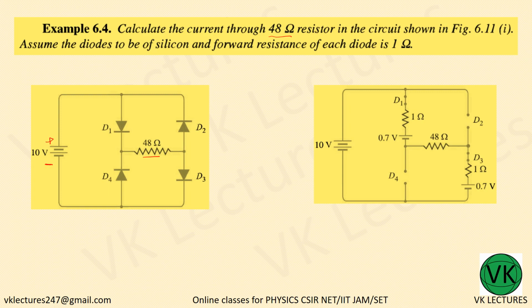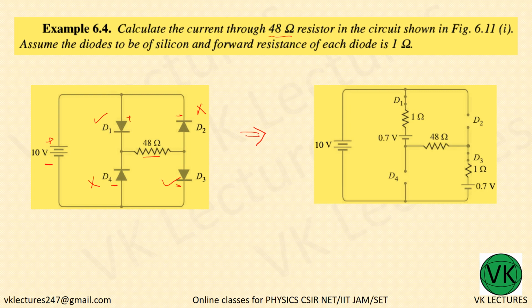Positive being connected to positive, diode D1 is forward biased, which means it is conducting. Positive being connected to negative, D2 is non-conducting, while D4, with negative connected to the positive terminal, is also not conducting. D3 has negative connected here, so this is conducting. So you have D1 and D3 as conducting diodes.